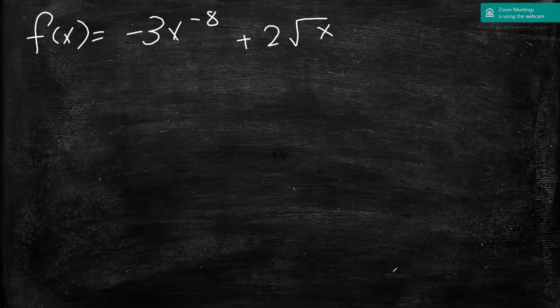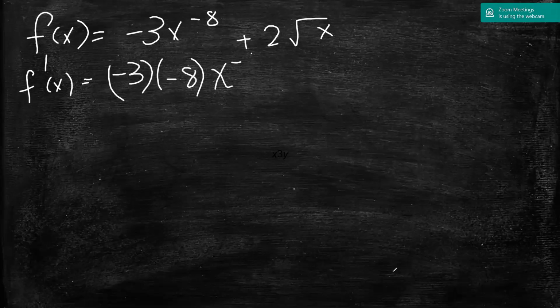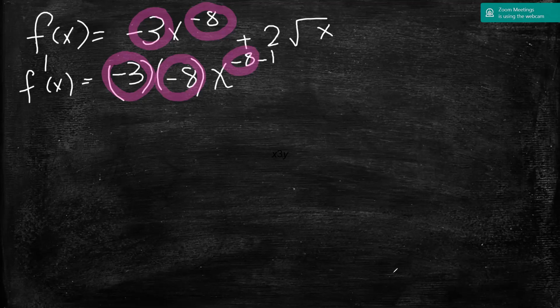For this one here now, I want to find f prime of x. I will say it's negative 3 times negative 8 x raised to the power negative 8 minus 1. This is here the negative 3. I wrote it as it is, and the negative 8 I wrote it here, then negative 8 minus 1. Then plus this one.